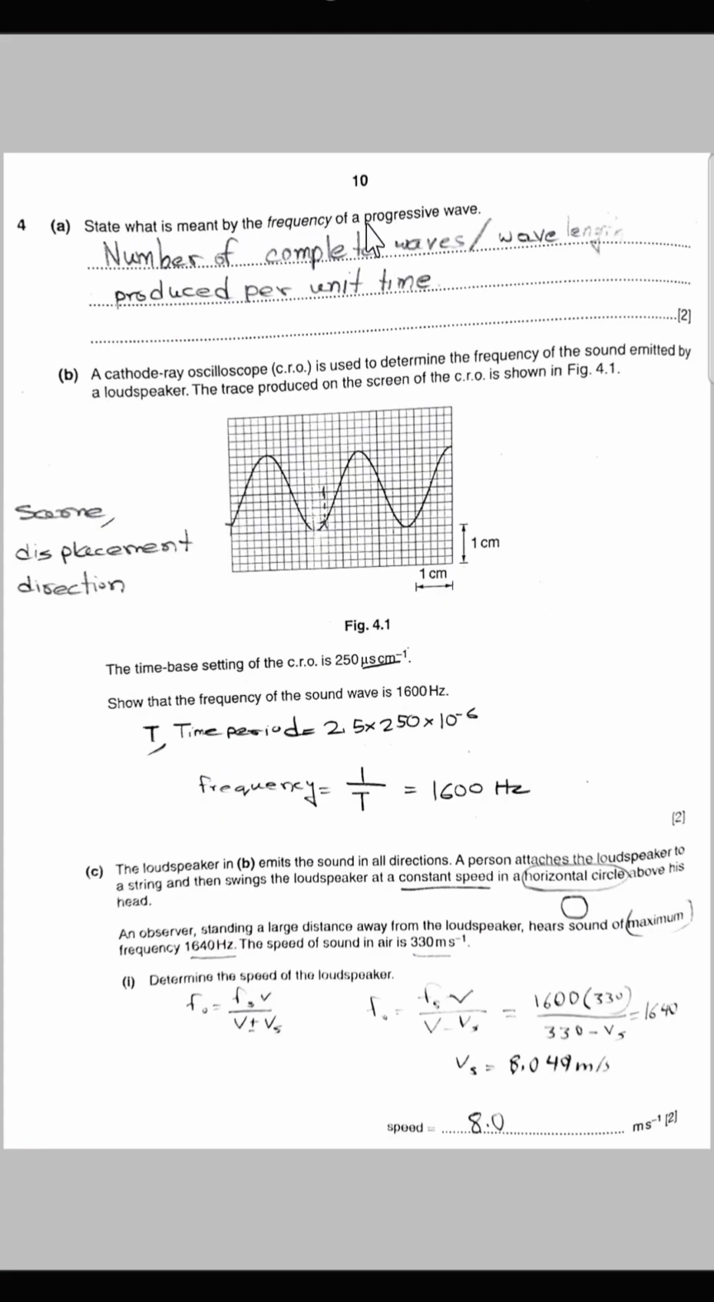State what is meant by frequency of a progressive wave. Frequency is the number of complete waves or wavelengths produced per unit time.